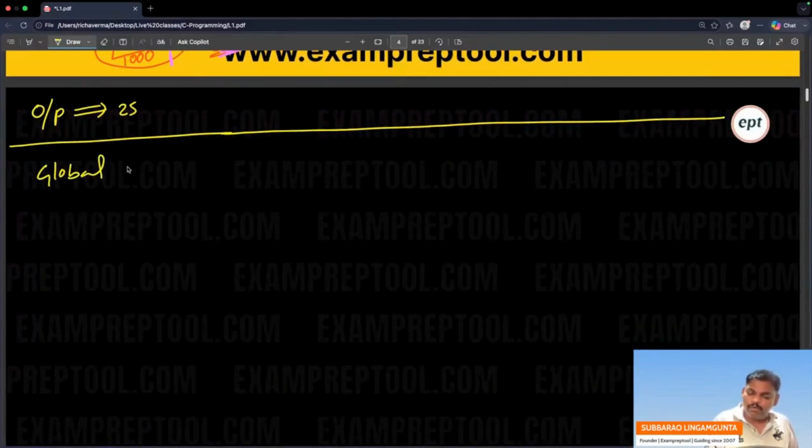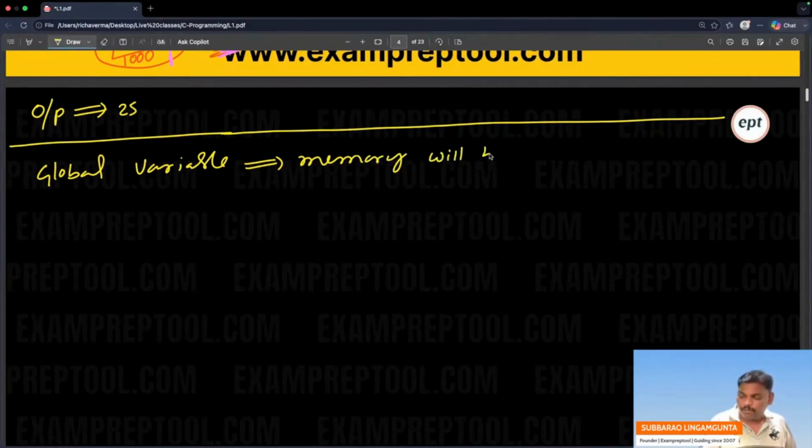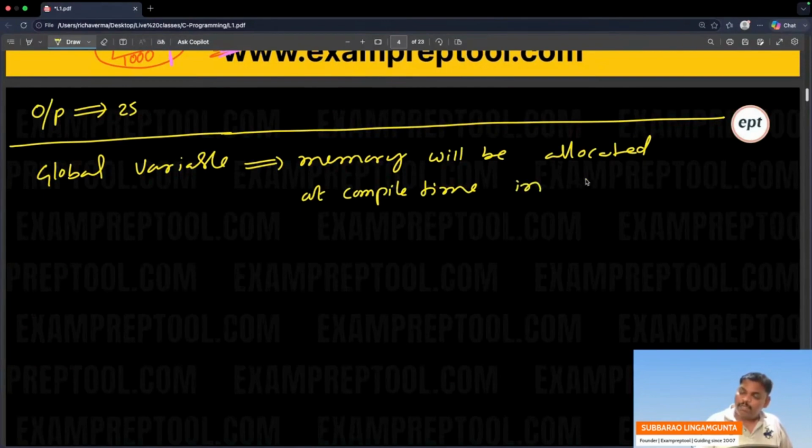From these observations, let me write the observations. Global variable memory will be allocated at compile time, in static memory.